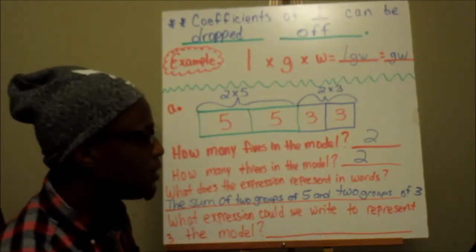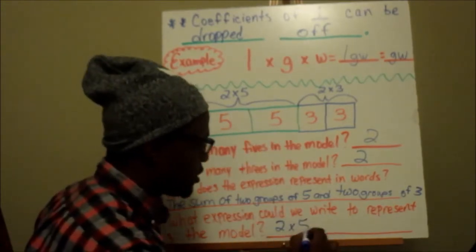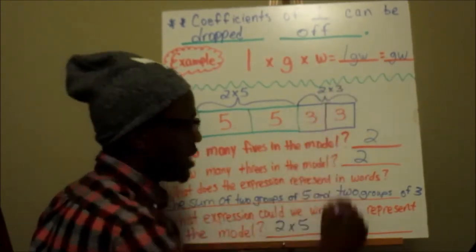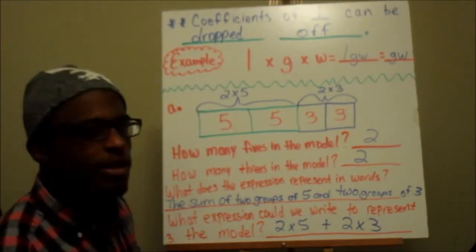What expression could we write to represent that? Well, this is pretty easy. We could do 2 times 5 plus 2 times 3. So that's one way to look at it. Let's take a look at another way.